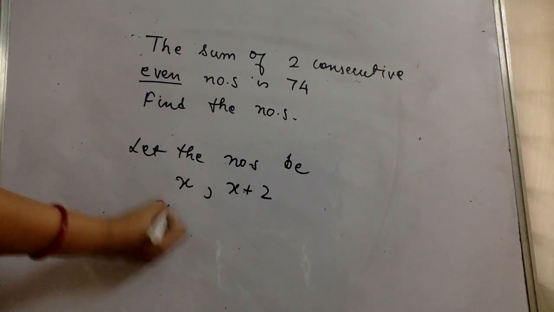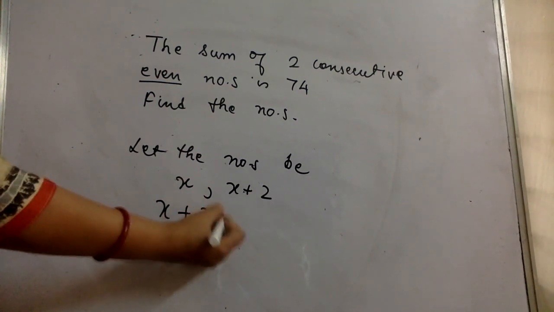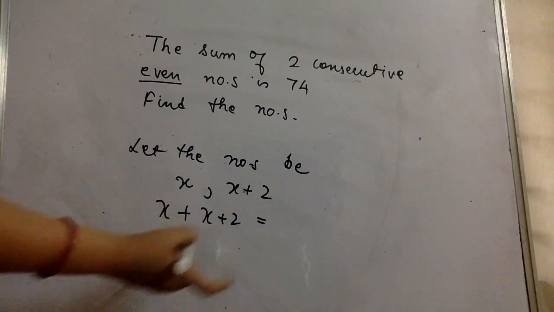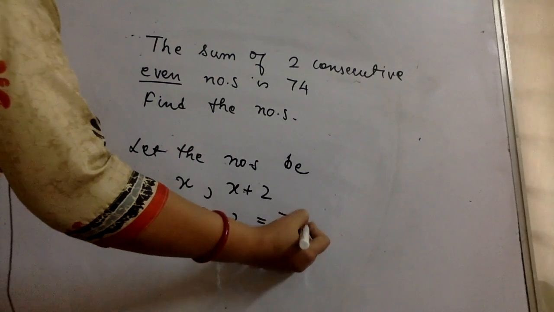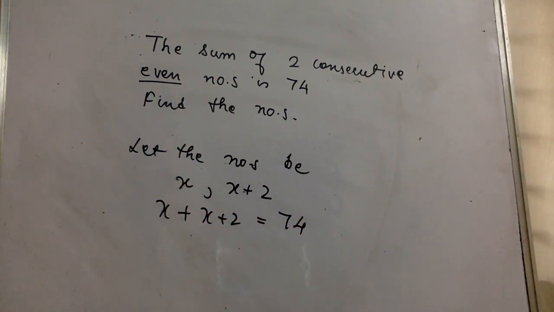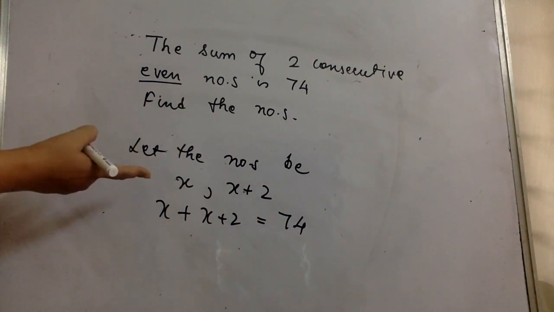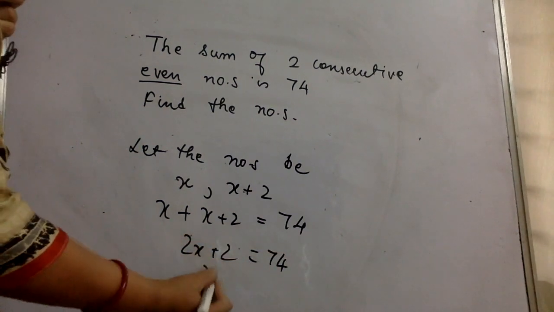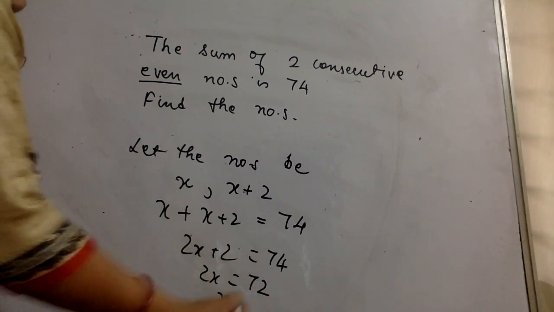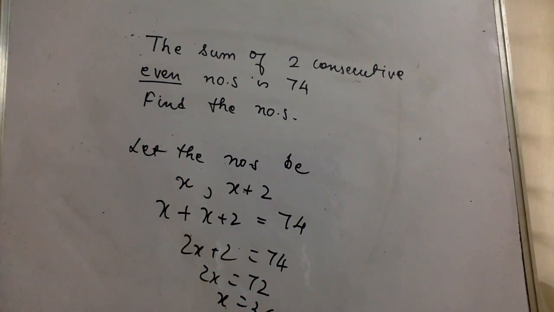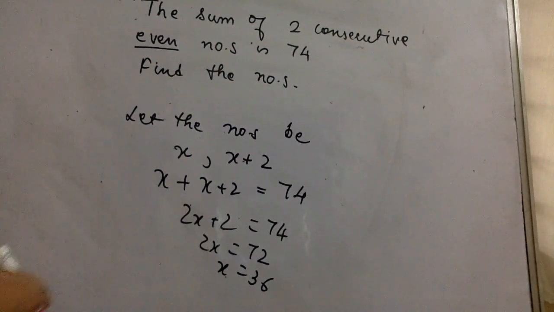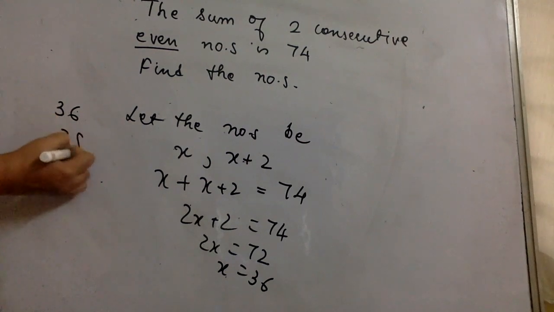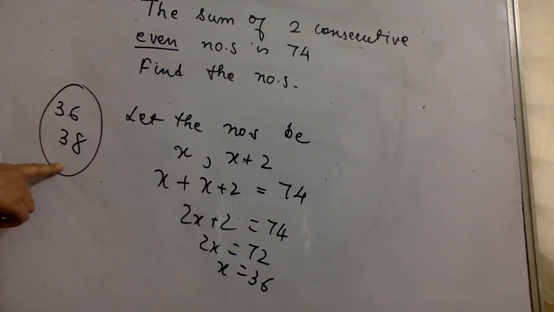So x plus x plus 2 is equal to 74, isn't it? Because they said sum of two consecutive even numbers. 2x plus 2 is 74, 2x is 72, x is 36. So we got our first number, and so our first number is 36 and the second number is 38. Add them and check.